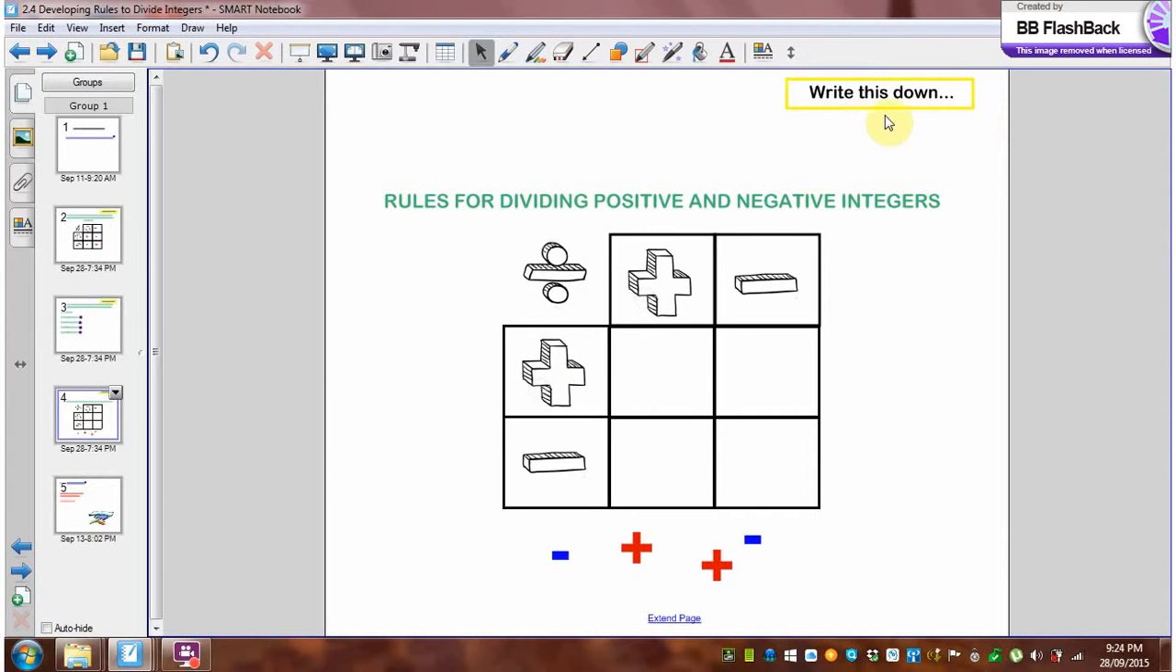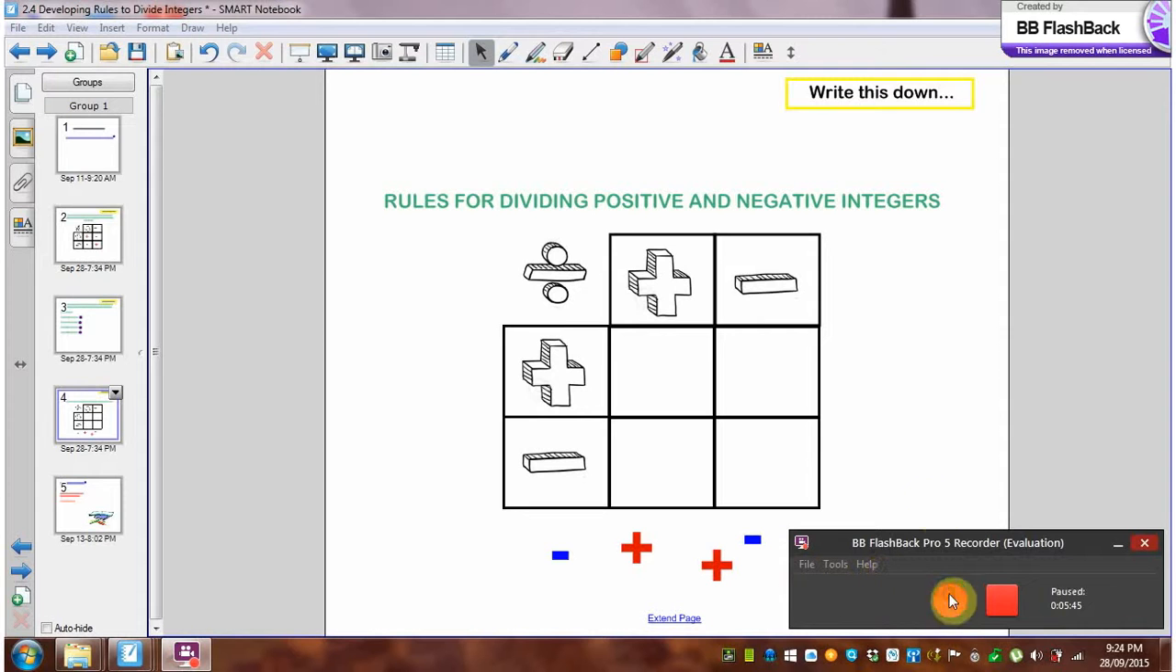Alright, so write this down in your exercise book. This is the rule for dividing positive and negative integers. Make this chart. Write down the little subtitle here, and write down your chart. You don't have to write down these yet; we're going to put these in place. So pause the video, write down your subtitle and the chart, and when you're ready, press play. We'll fill these in. Okay, you should have this all written down.